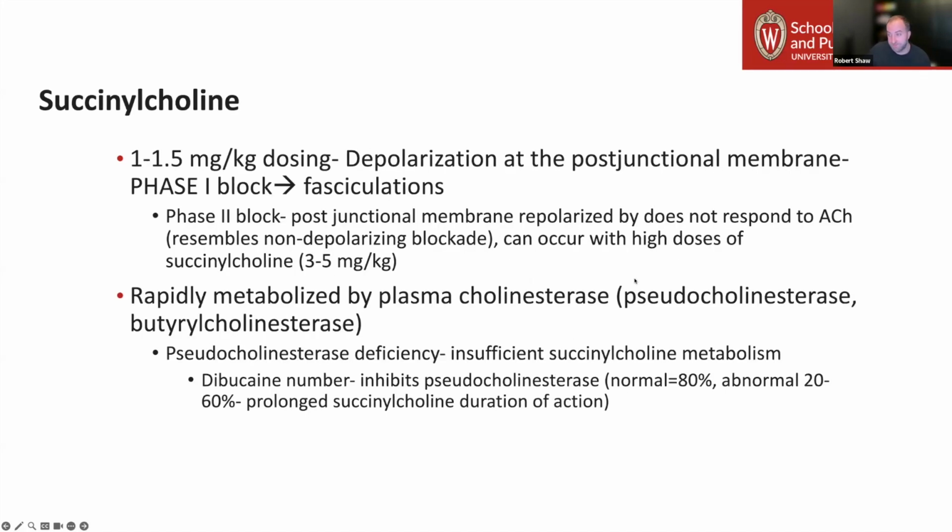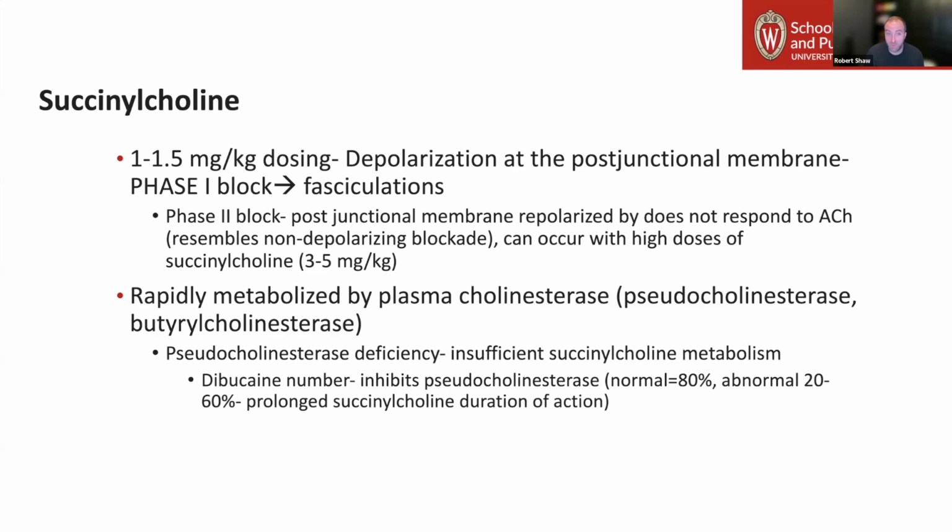So with succinylcholine, let's say we gave this patient succinylcholine because we want a very rapid onset of muscle relaxation. It is typically given in a dose of 1 to 1.5 milligrams per kilogram, and it causes depolarization at the postjunctional membrane. It creates what's called a phase 1 block. So we see fasciculations, so the patient has profound muscle contractions. You may notice their eyelids twitch. Those are muscle fasciculations from the succinylcholine.